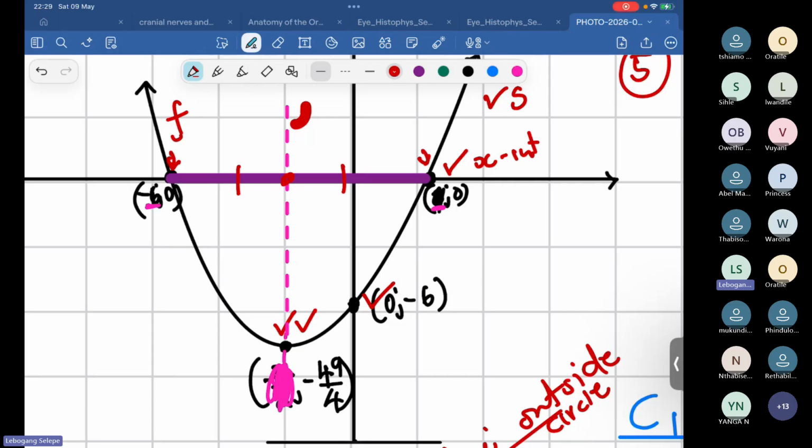But remember one important thing: you only do this for the x coordinates. You can't do it for the y coordinate, because the turning point is dividing a horizontal line. So you don't do it for the y values. Please, please, please don't forget that. You only do it for the x values.